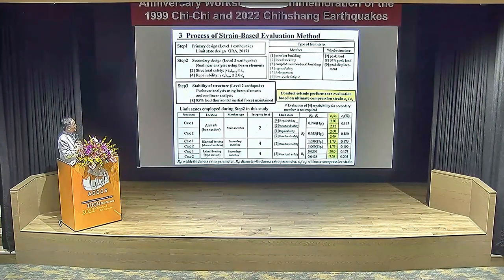The second step is to check the performance, whether structural safety is okay or repairability is okay. Repairability is usually defined as the maximum average strain being less than 2.0 epsilon y, the yield strain. But for structural safety, we check this value against epsilon u. Epsilon u is the limit of failure strain of the sections considering local buckling. We have a set of formulas to calculate this value.